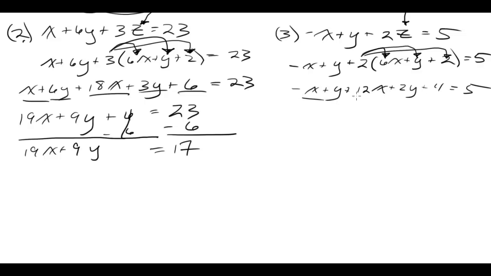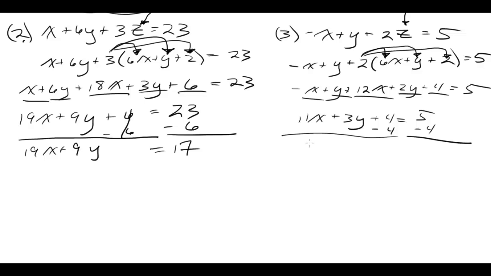Combine like terms. Minus x plus 12x, that's going to be 11x. Y plus 2y, that's 3y. And plus 4 is left over. And again, I want this to be in standard form, so I'm going to move the 4 over to the right-hand side by subtracting it from both sides. And I get 11x plus 3y, that goes away, equals 1.